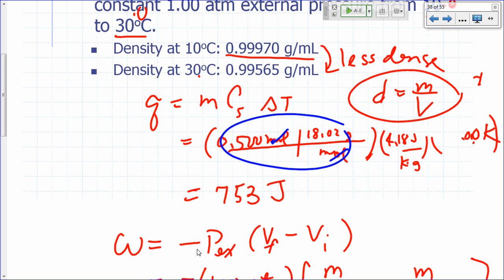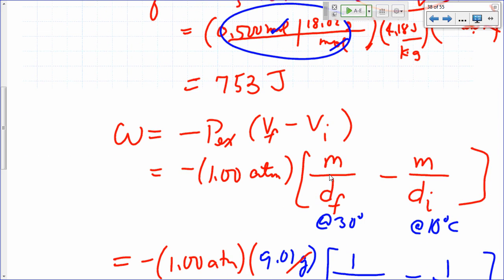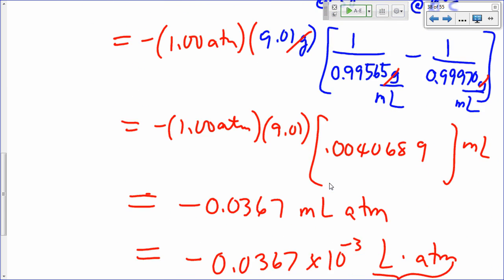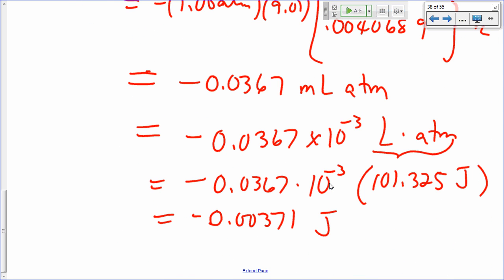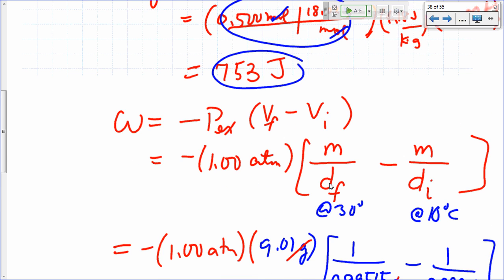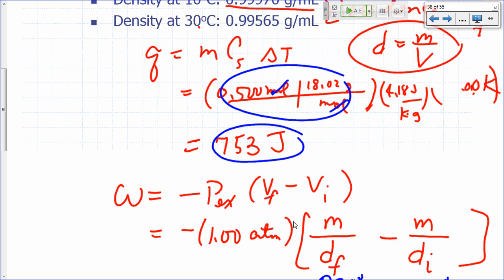Compare that work, though, to the amount of heat. Heat flow, in this case, is 753 joules. How much energy did it lose because of expansion? 0.0037 joules. Compare that to 700 joules, 750 joules. So for practical purposes, you can just ignore that, right? Just in terms of the total amount of energy that's involved when water is heated from 10 degrees to 30 degrees.